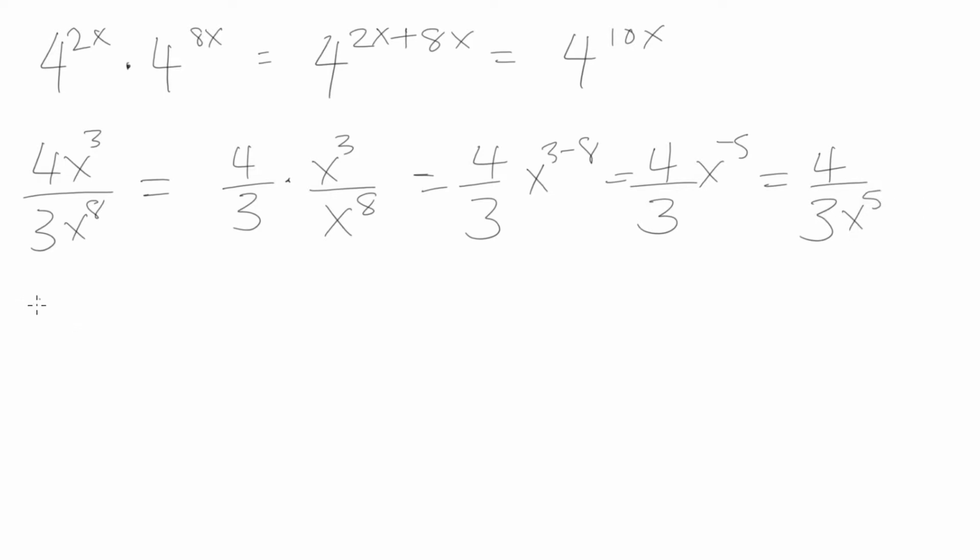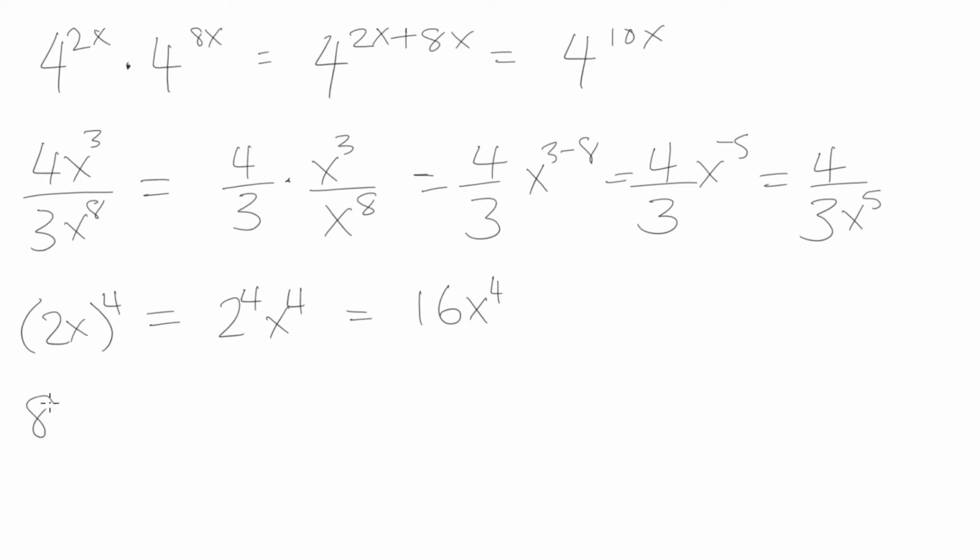Now let's say we had 2x all raised to the 4th power. So the way that we would do this is, that's essentially the same thing as 2 to the power of 4 times x to the power of 4. And we know that 2 to the power of 4 is equal to 16. And so 16x to the 4 is our final answer.